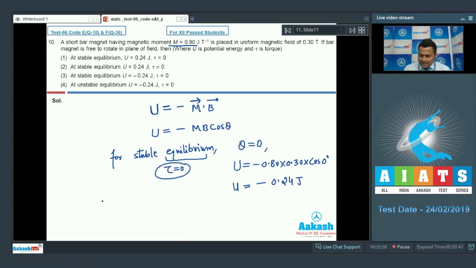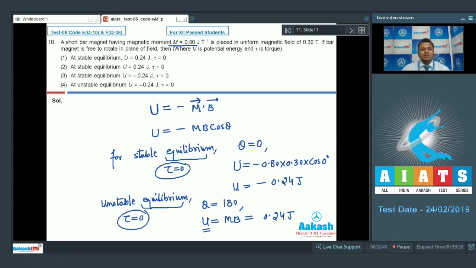In case of unstable equilibrium, theta gets value 180 degree. As a result, potential energy will be directly m into b. Putting the values, we will get plus of 0.24 joule as the potential energy stored. And since it is in equilibrium, so that's why we can say that tau here will also be 0.